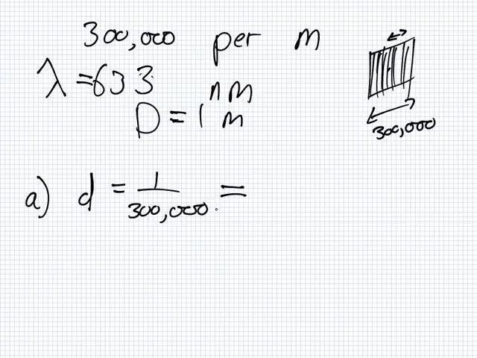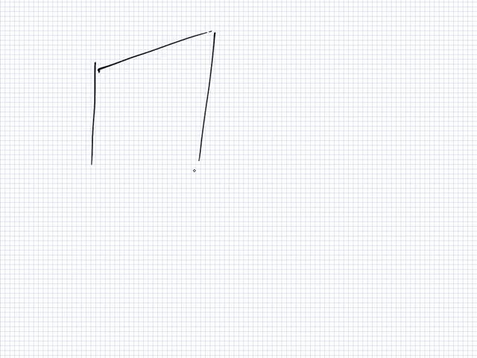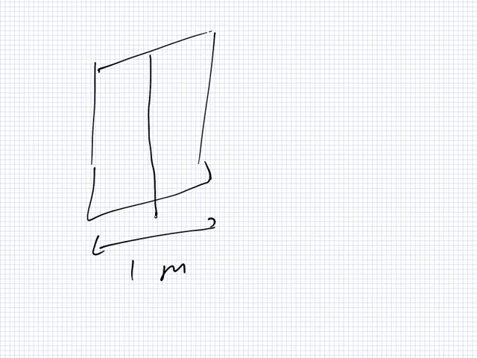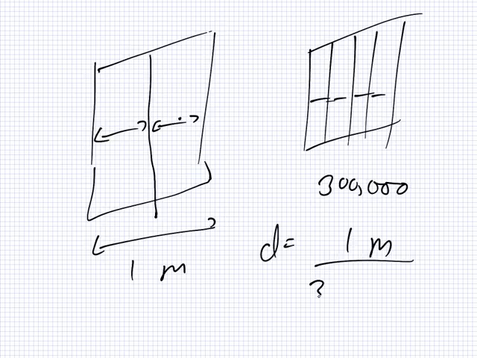Let me just put it this way. It's not a formula, it's an idea. So, for example, if this is 1 meter and I have one line, then what's the distance between the lines? 0.5. Now let's say it's like this. What's the distance? 0.25. So if I have 300,000 lines, then the distance would be 1 meter divided by 300,000. Ah, now it makes sense.